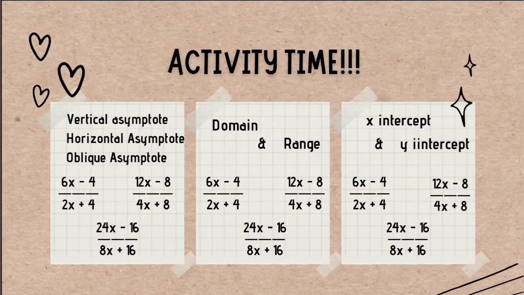I prepared 3 examples for each category to see if you fully understand our lesson. So, here are the first. 6x minus 4 over 2x plus 4. The second one is 12x minus 8 over 4x plus 8. The third one is 24x minus 16 over 8x plus 16. So, let's see if you really got it.